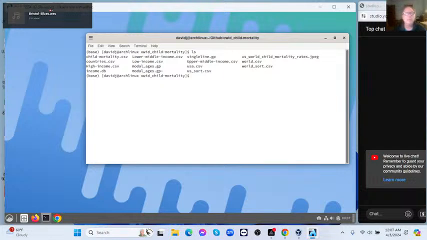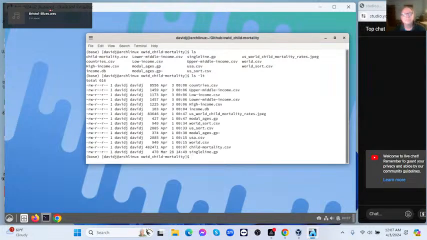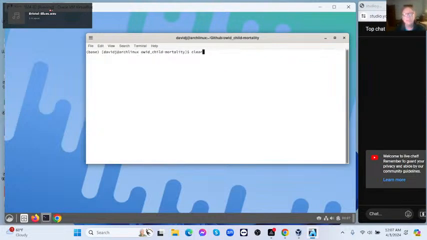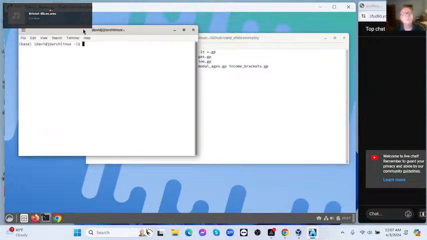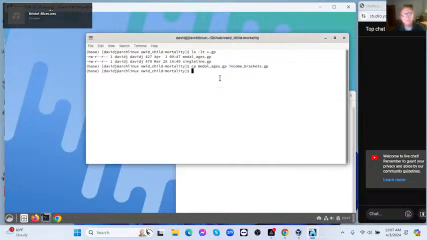So then we come over here. We're going to say cp. I don't know what it is. Let's do this. So let's say cp modal age income. Okay. Let's open up a second terminal also, so we can, because we'll come over here now.